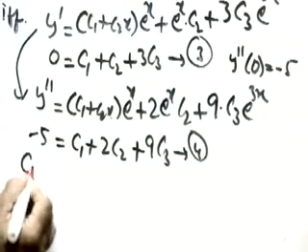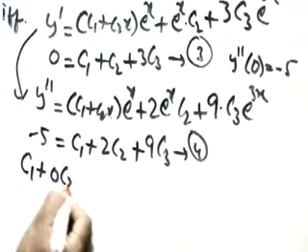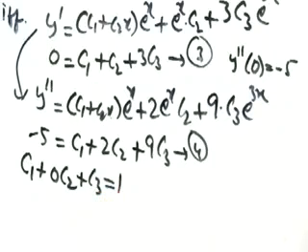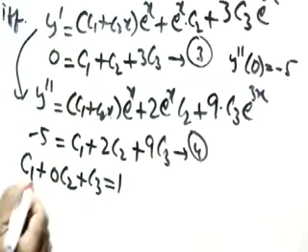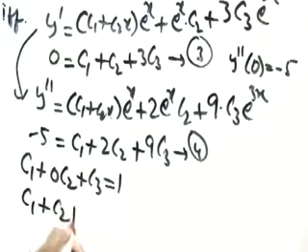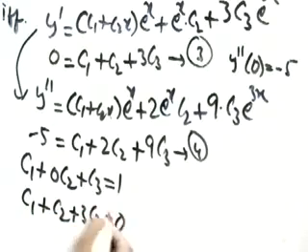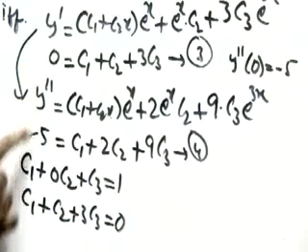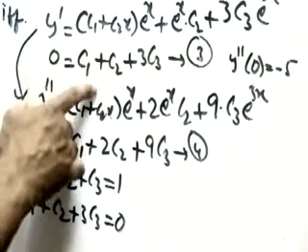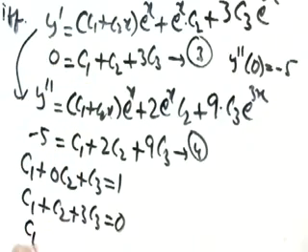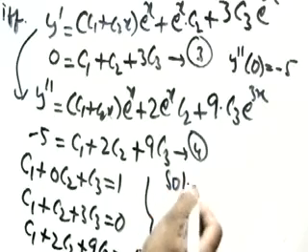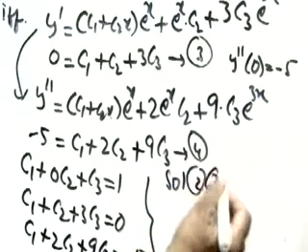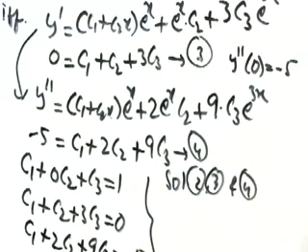Now we are getting three equations here. The first equation is 0 c1 plus 0 c2 plus c3 equals 1. This is equation 2. Now equation 3 is c1 plus c2 plus 3c3 equals 0. Equation 4 is c1 plus 2c2 plus 9c3 equals minus 5. So let me solve this one. When we solve 2, 3 and 4, we'll get the values of c1, c2, c3.